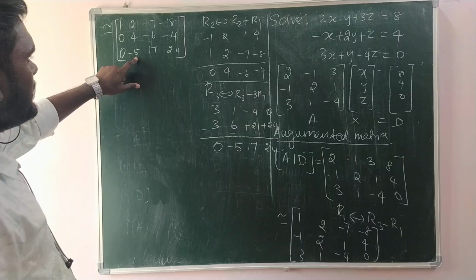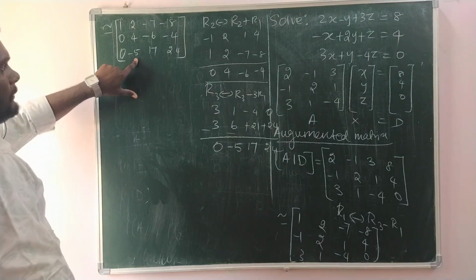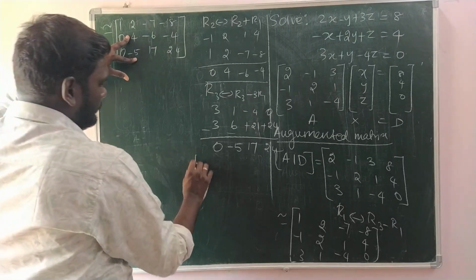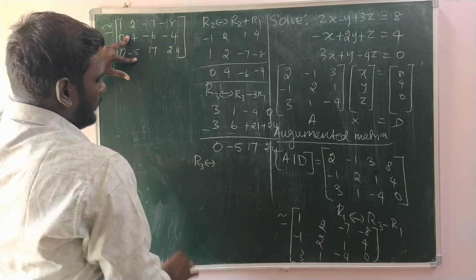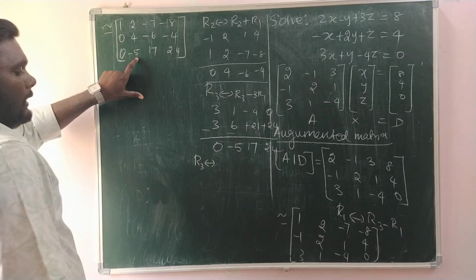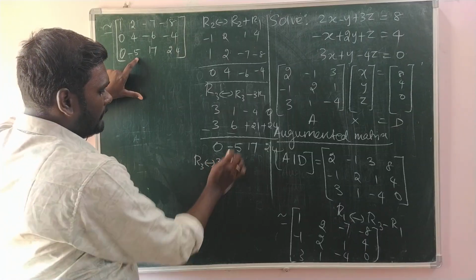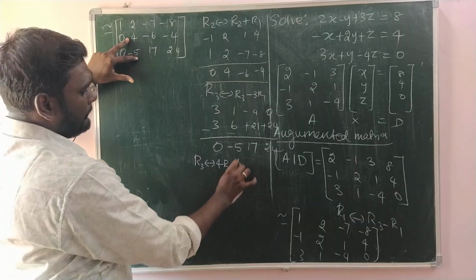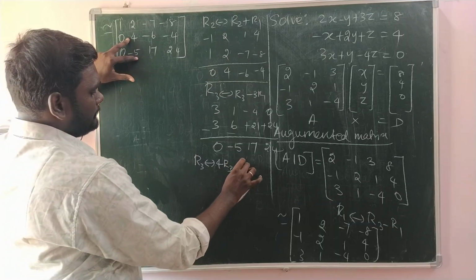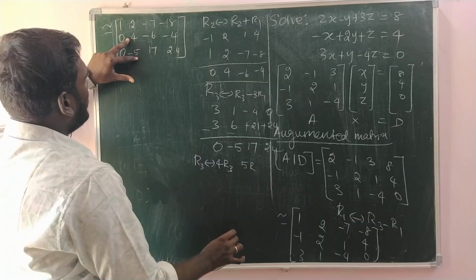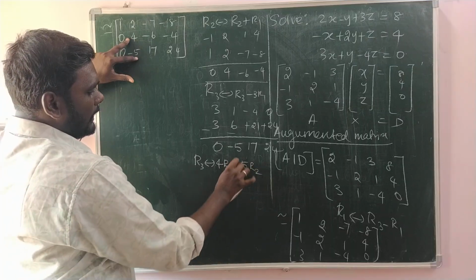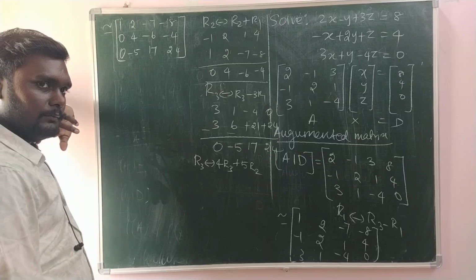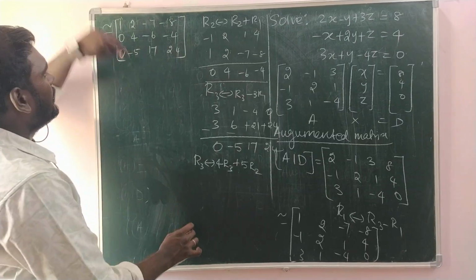Now this place we will make 0. How can we make this place 0? Here 5 is there, there 4 is there. Take the R3 row. R3 can be multiplied with 4, and R2 can be multiplied with 5. They can be added because they are already opposite in sign. We'll get 0. Okay. Now 4R3.